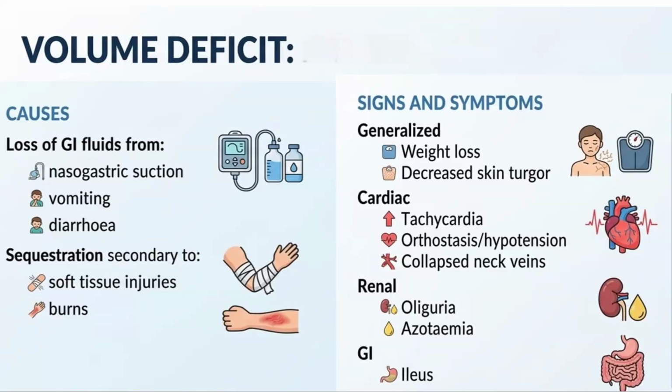So here there is a loss of both sodium and water. So the serum sodium may be normal, high, or low depending on the cause. And the management mainly involves a rapid intravascular volume replacement, usually with isotonic crystalloids like normal saline or ringer lactate.